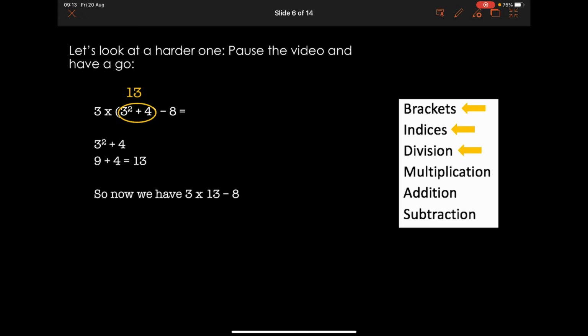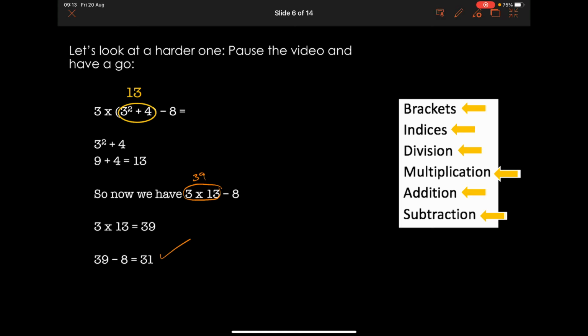We have no division to do, which was next on our list, so then we have to do the multiplication. 3 times 13 is 39. So that whole bit there becomes 39. And we have no addition, so we're just left with 39 take away 8. 39 take away 8 is 31. So your final answer is 31.